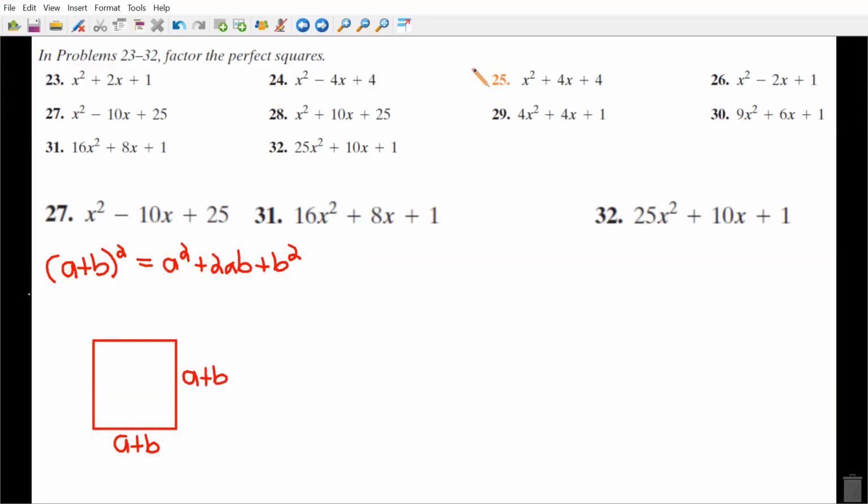And there's also another type of perfect square that is, guys, please remember to mute your microphones. Thank you.